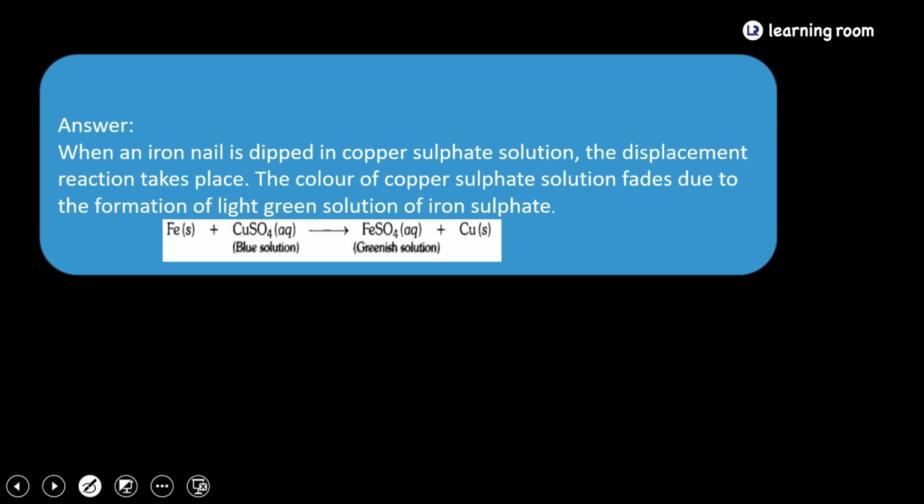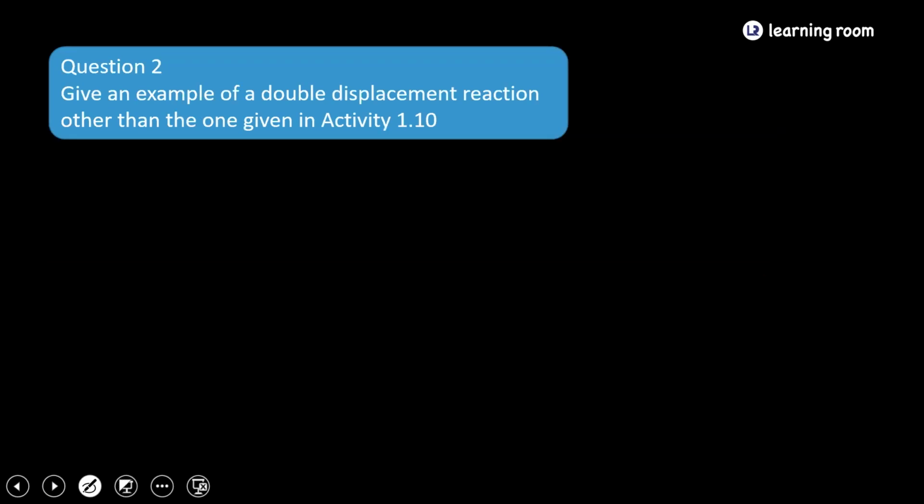So you know that pure iron is colorless. When the iron rod is somewhat corroded, or black in color, and you dip it in the blue solution, the blue color changes into green. Because the iron displaces the copper, it forms iron sulfate. That iron sulfate is green in color. Then you are getting copper as a solid. That's why we are getting different colors. So, give an example for the double displacement reaction.